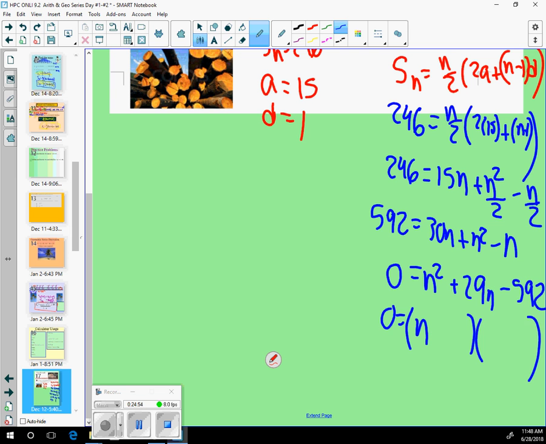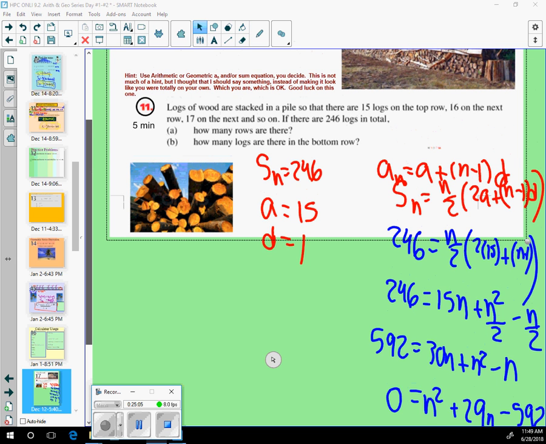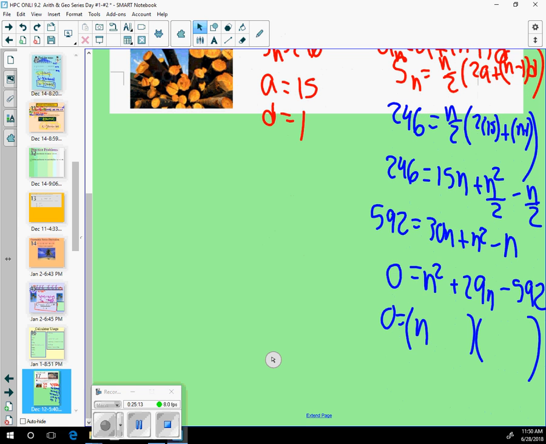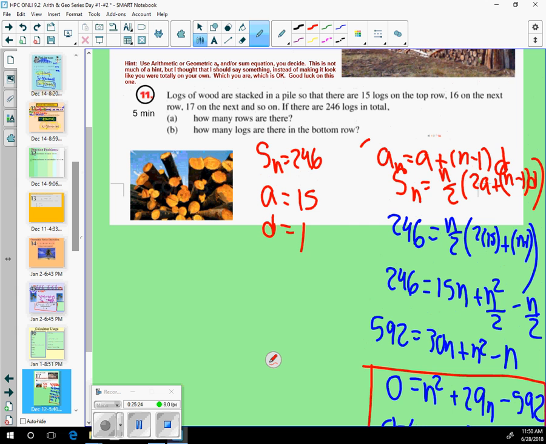I don't have that offhand. I can't factor that without my calculator, but you can. See if you can factor this. Good chance to interact here. See if you can factor this. I want to say it's in the 20s. And then once you know n, then go back, put it in here, and you can find out how many there are on the bottom row, a of n. So shouldn't be too bad. Go ahead and figure that out.